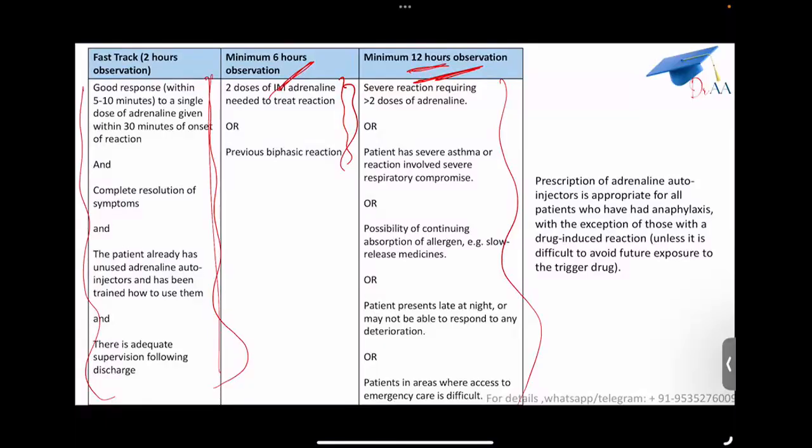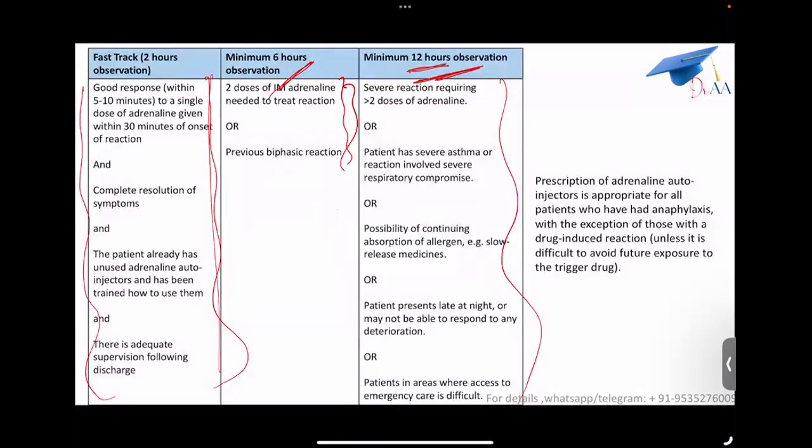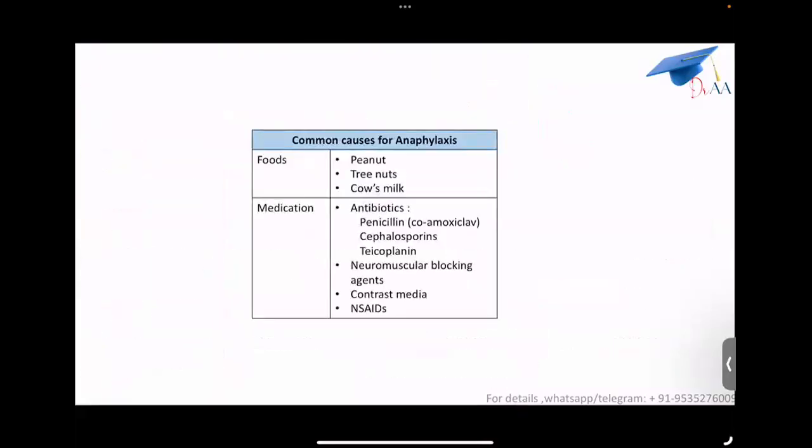Doctor, are there any particular substances that are more prone to cause a biphasic reaction? Biphasic is difficult to say. Biphasic risk factors are these, according to the research website, the ALS and research.org website. These are the risk factors. They have not mentioned any particular drug which might cause biphasic reaction or be more prone to cause biphasic reactions. More common causes for anaphylaxis, they mention food and medications, what we have mentioned here.